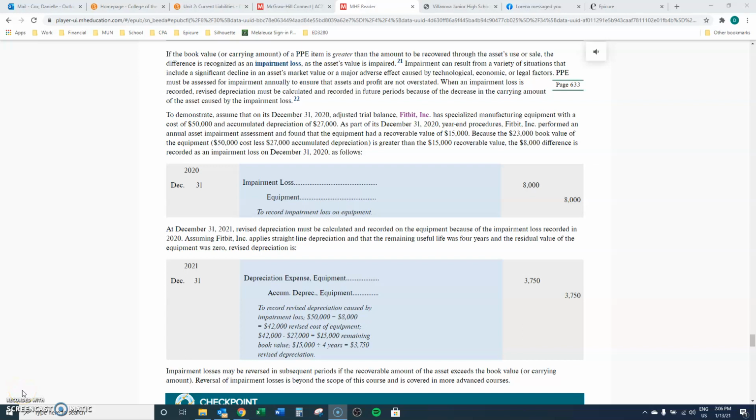Okay, so I had a student email with the question, not quite understanding impairment loss, recoverable amount. So I'm going to go through it a bit more here.